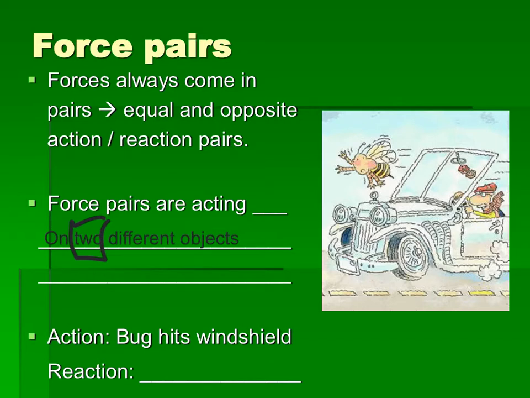So here's this action. If the action is that a bug hits the windshield, well, the reaction must be that the windshield hits the bug. And the reason for that is the action has two objects. It had the object of the bug and the object of the windshield. The reaction then is the windshield hits the bug. We have to be talking about those two objects and their reaction because any force has an action and reaction pair.